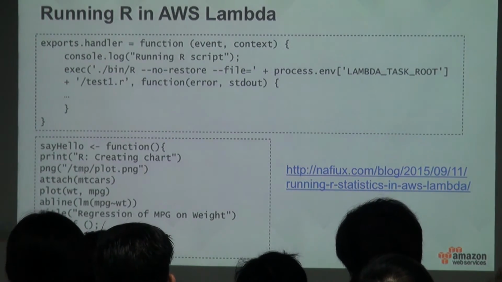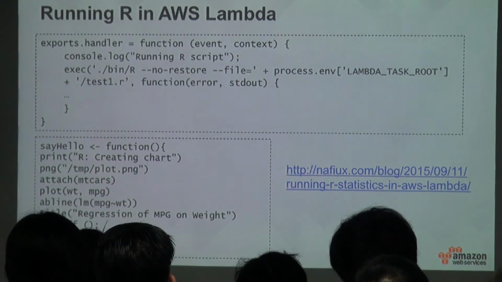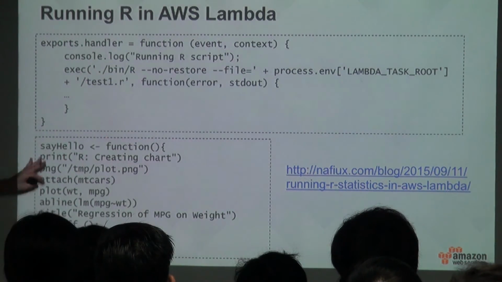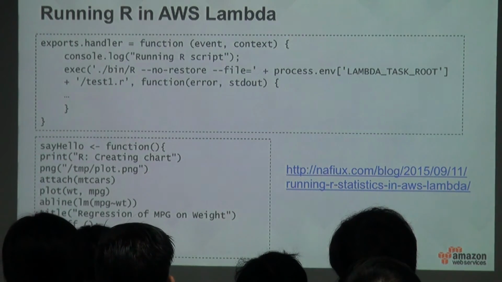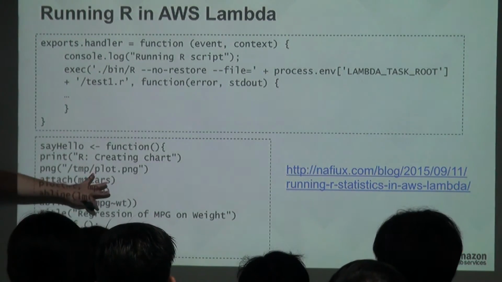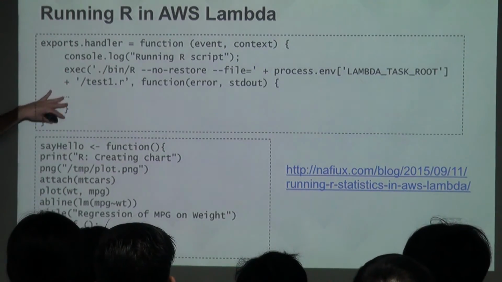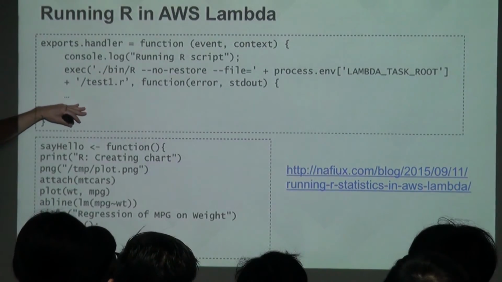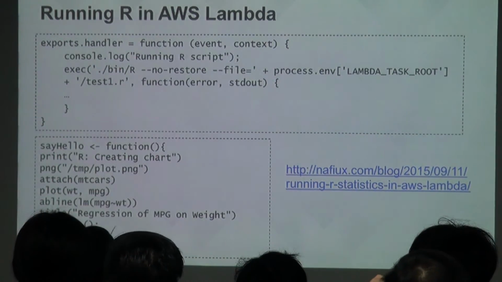So what you could do is write a very simple R function here, where I plot something out, for example. I call it say hello. You could store this as your test1.r file, for example, and then your Lambda function could look something like this, where you just say execute that file. If it was successful, do something else.